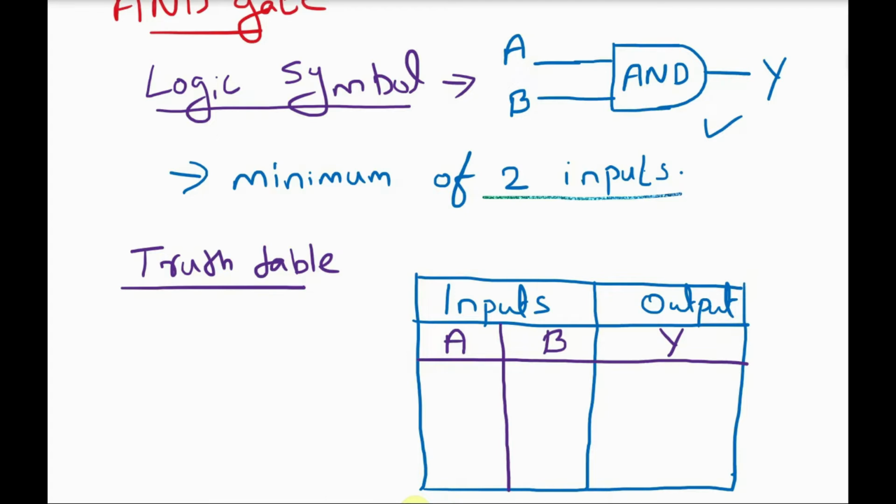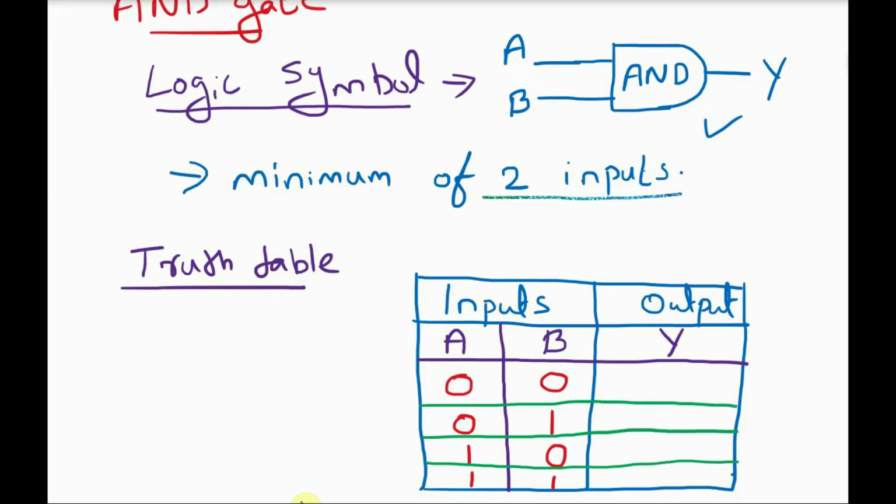Since this is logic design or digital system, we can have the values for input as 0 and 1 only. We have only these two values, either high or low, either 0 or 1. So with the two variables A and B, we can have different combinations: A can be 0, B can be 0; A can be 0, B can be 1; A can be 1, B can be 0; and A can be 1, B can be 1. So these are the 4 different types of inputs available in a 2 input AND gate.